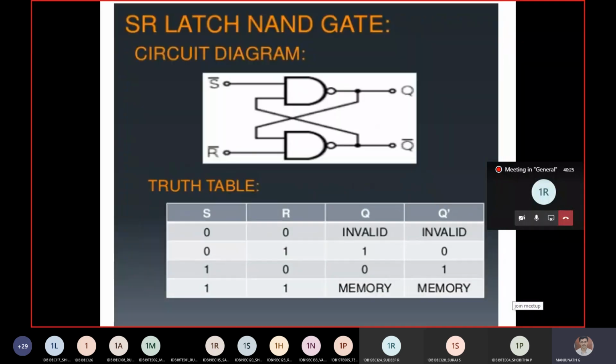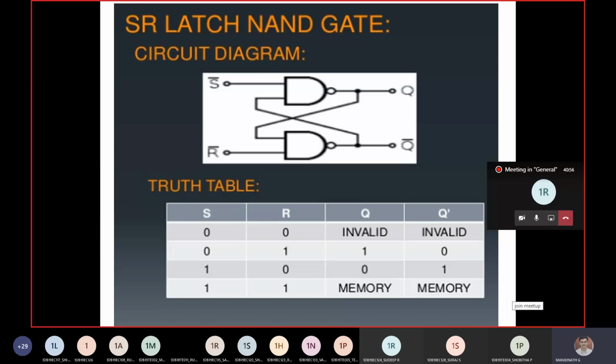Similarly, with respect to your NAND gate, can you make out the difference here? See here, active low. Whenever set is 0, that time only I am getting my output as 1. I hope everyone got the difference between active high and active low now. Am I clear? Is it fine till here? Active low logic, active high logic for SR latch?